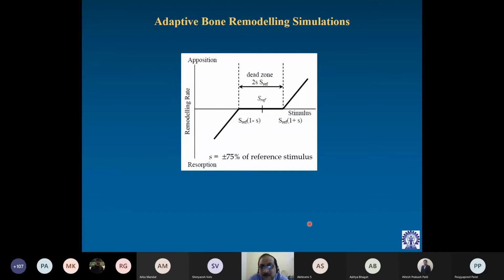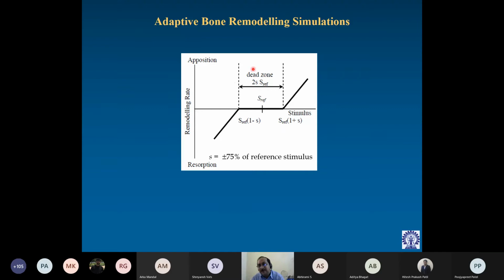Now, if you refer to this figure, as I told you, the rate of bone remodeling or the remodeling rate is directly proportional to the difference in the stimulus or the remodeling signals. One is S and the other is SREF. Okay.